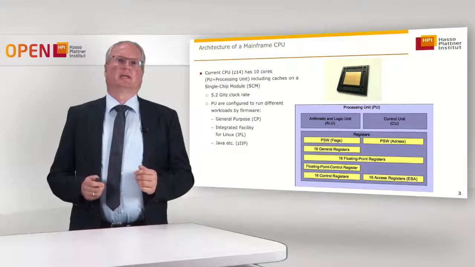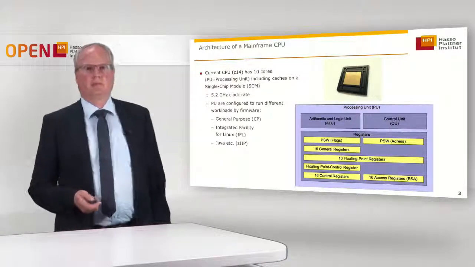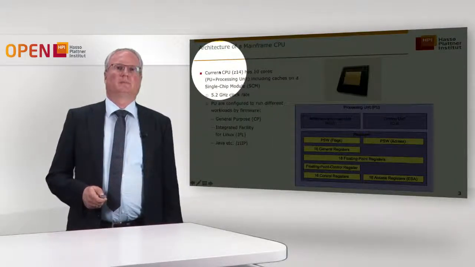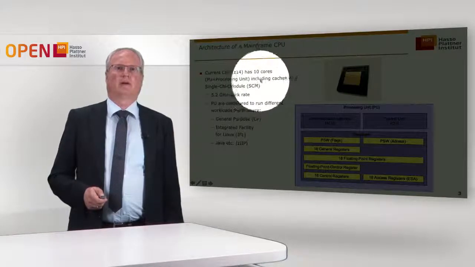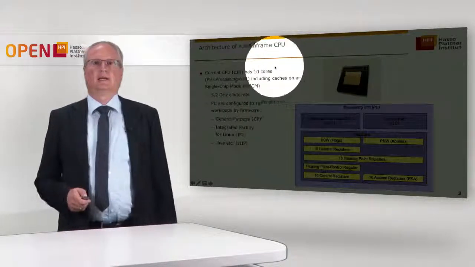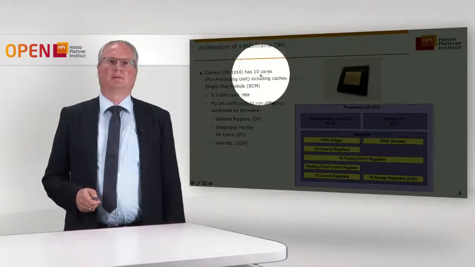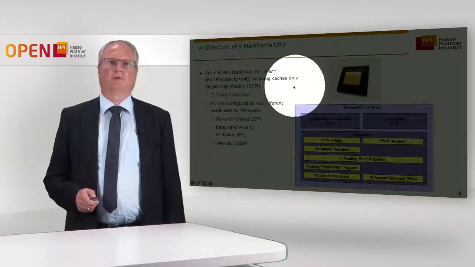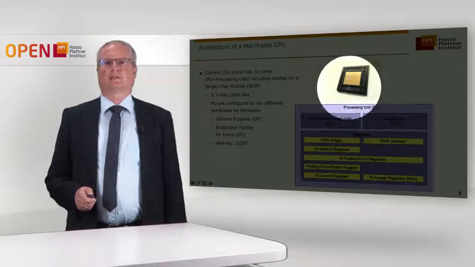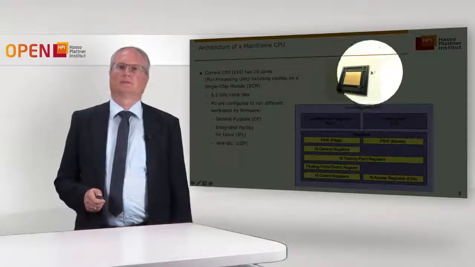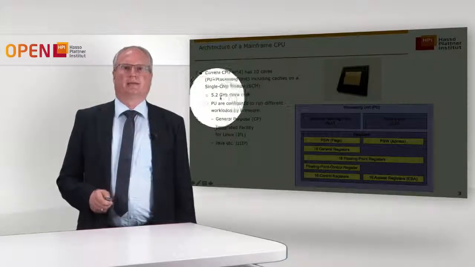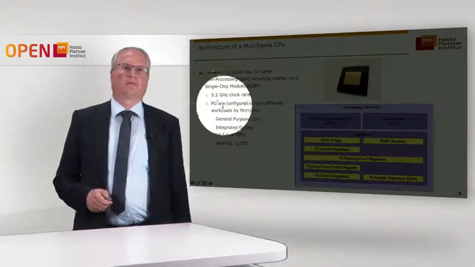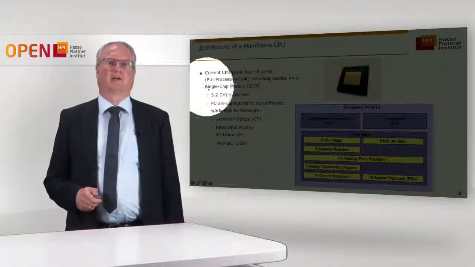The CPU is a so-called extreme CISC processor, so it has a very large instruction set of machine instructions. The newest generation is a 10-core CPU. Every core is called a processing unit, or PU. On a CPU chip, we have 10 cores plus the caches, and these are put together on a single chip module. These chip modules may look like this. This is from a Z13, but the new ones are not very different regarding the visuals. The current CPU has a clock rate of 5.2 gigahertz, so it's a very high clock rate.